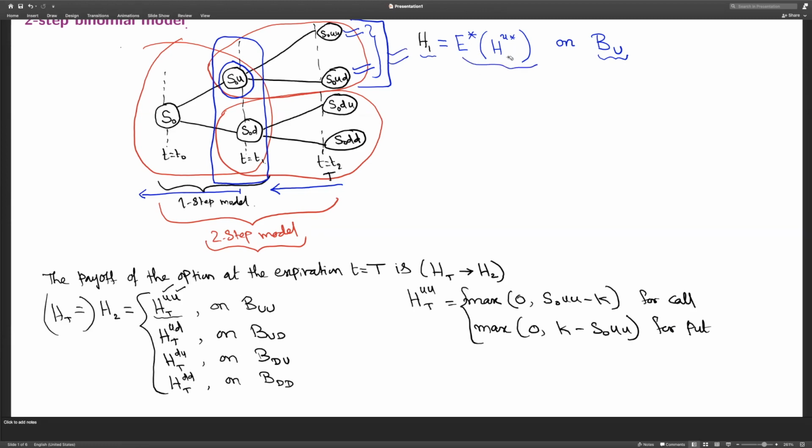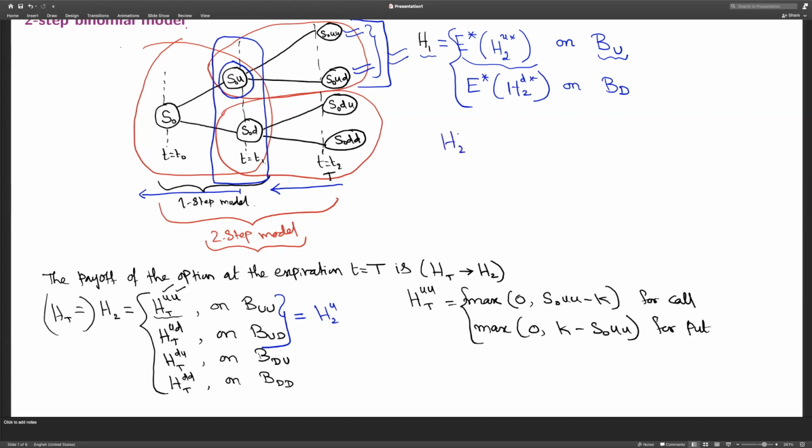If you want, we can put it as H2U star to have a clear understanding on the notation of at what level we are writing this. Similarly, if you have taken a downtrend in the first level, then it is E star of H2D star. Now, how will you define H2U star and H2D star? See, H2U star is given by this. These two are together equal to H2U, and you have a star there. Therefore, you have to discount this.